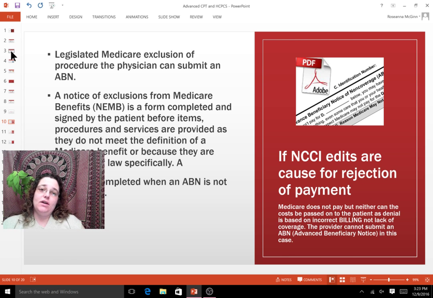They give her an advanced beneficiary notice that says this is not covered by Medicaid or Medicare. This is not a procedure that will be paid for. You will pay for it out of your pocket or you will not get it. Simple as that. A notice of exclusions from Medicare benefits, NEMB, is a form completed and signed by the patient before items, procedures, and services are provided as they do not meet the definition of Medicare benefits or because they are excluded by law specifically.